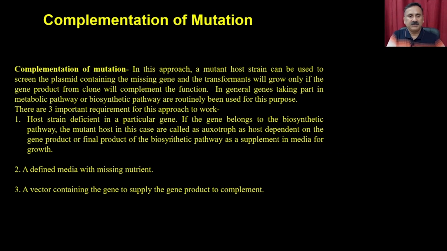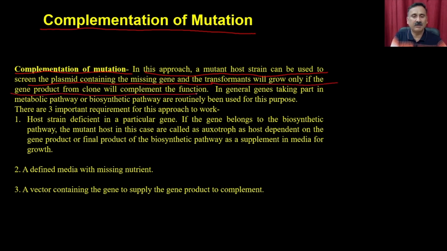Then the third approach is the complementation of the mutations. In this approach, a mutant gene can be used to screen the plasmid containing the missing gene, and the transformant will grow only if the gene product from the clone will complement the function. In general, the genes taking part in the metabolic pathway or biosynthetic pathway are routinely used for this purpose. There are three important requirements in this approach.